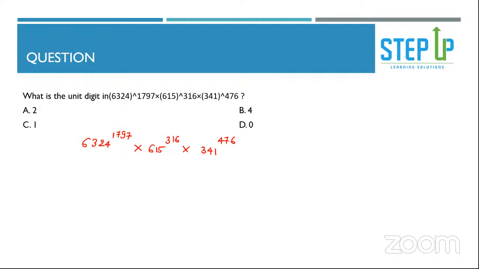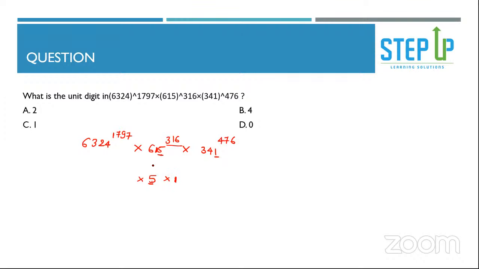So like we discussed yesterday, any number ending with 5, whatever the power it is, the unit digit will always be 5. The same case goes with 1 also. 1 into 1 is always 1. So you really don't have to be bothered about this 5, and you don't have to be bothered about this 1.